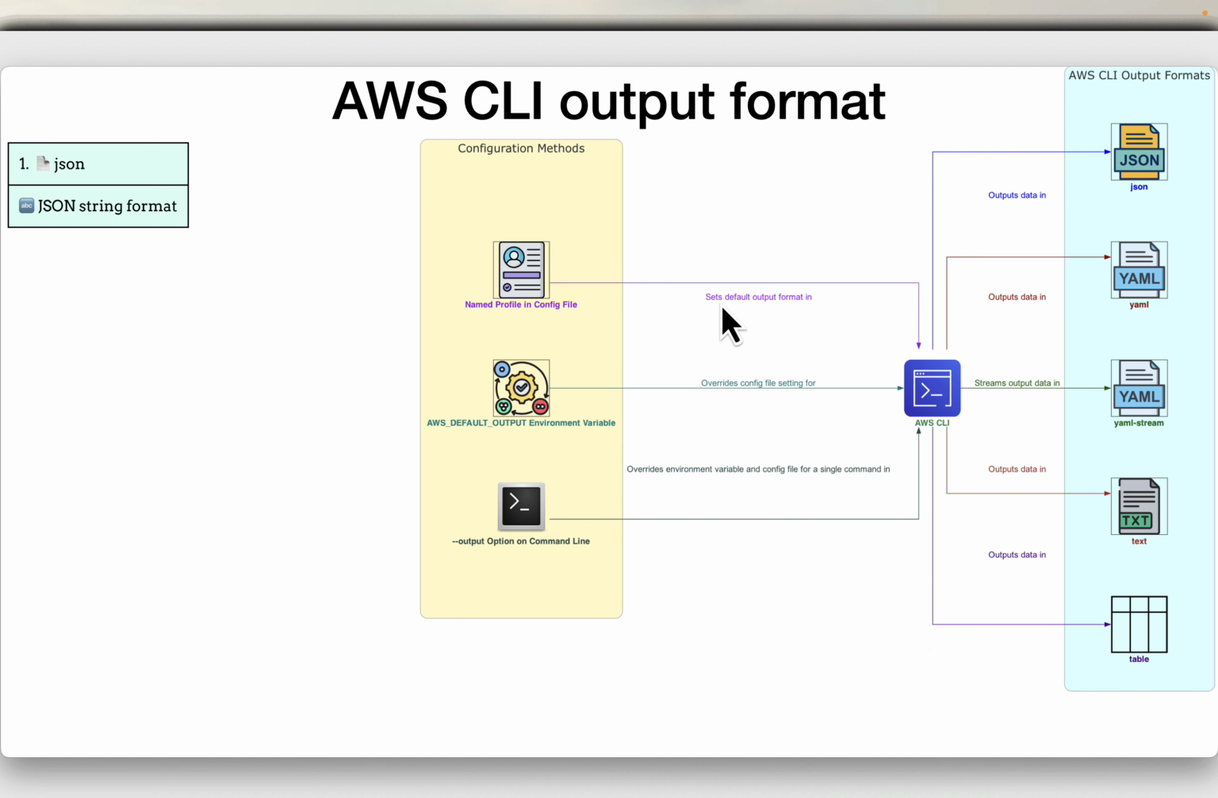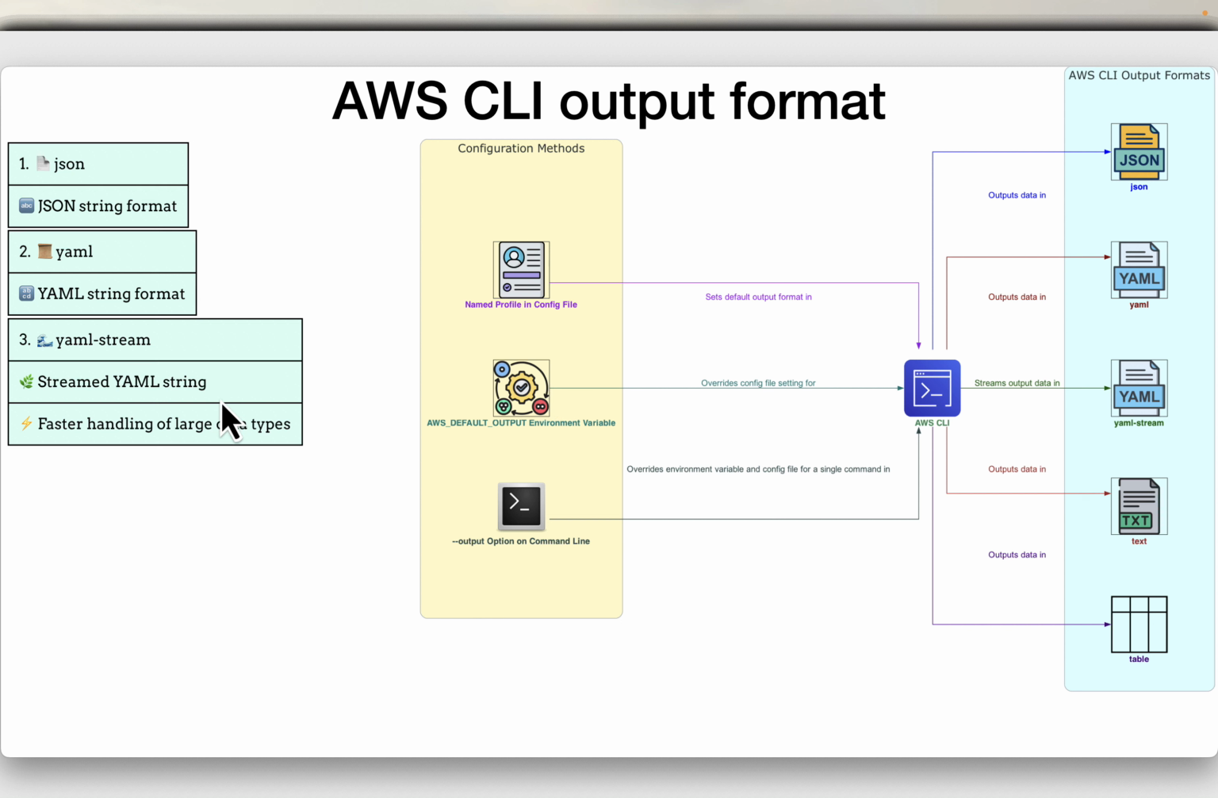So first is output format. We are saying when we run some command, what types it will use to output the data that we will see. First is JSON, JSON string. Second, it can output the content in YAML format. Then YAML stream. The output is streamed and formatted as a YAML string. Streaming allows for faster handling of large data types. So this is applicable where the output is very large. You can say YAML stream, so you can see it as it is outputting the content.